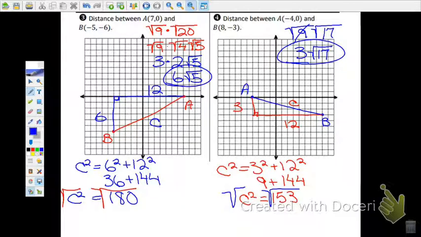So again, if you prefer to do the factor tree rather than that perfect square method, that is completely up to you. I'm going to keep pushing this perfect square method as we go through examples from here on out.